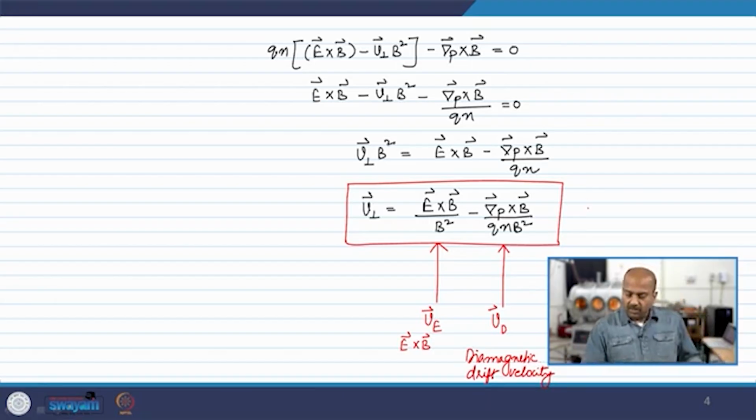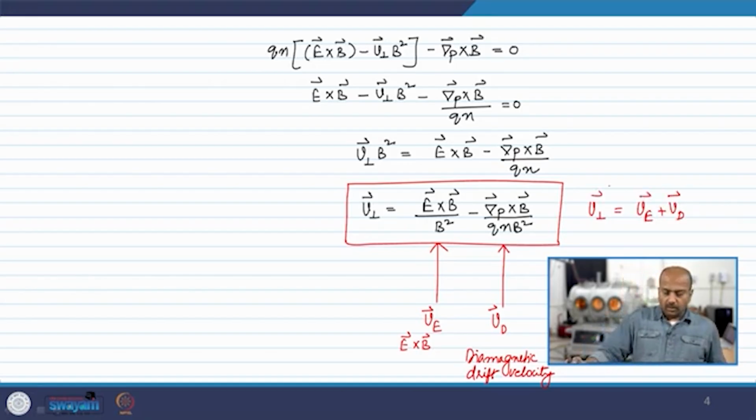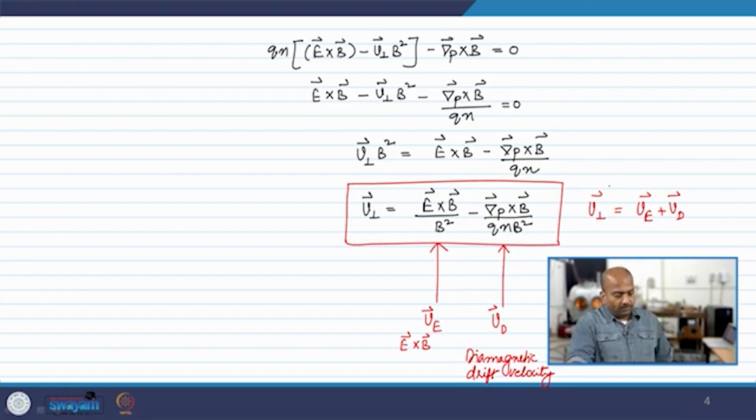Okay. So, which means that V perpendicular is equal to V_E plus V_d. The E cross B term that we are familiar with resembles the single particle motion in combined electric and magnetic fields. The second term is an additional term, which is minus del P cross B by q n B squared. Now, this diamagnetic drift velocity term we have not seen earlier. This is something completely new for us, right.